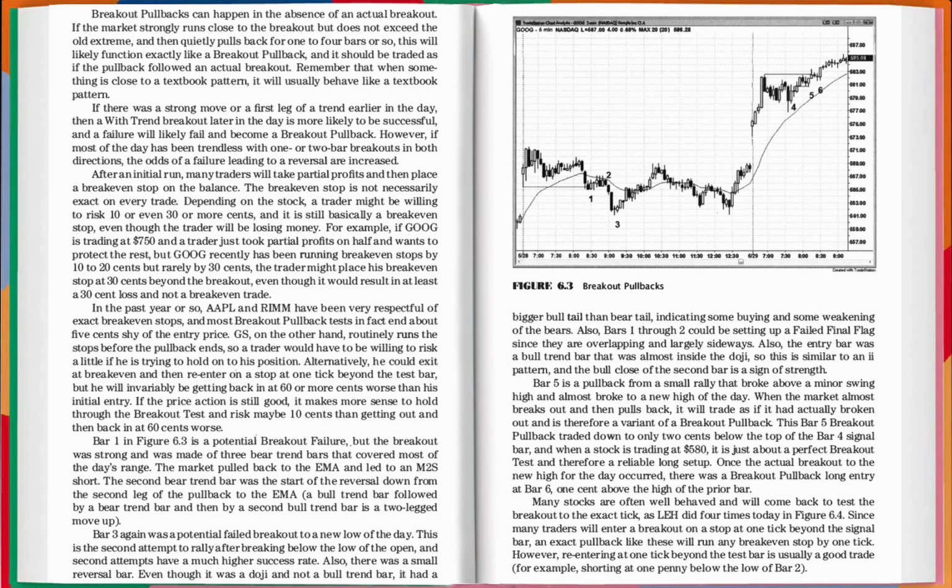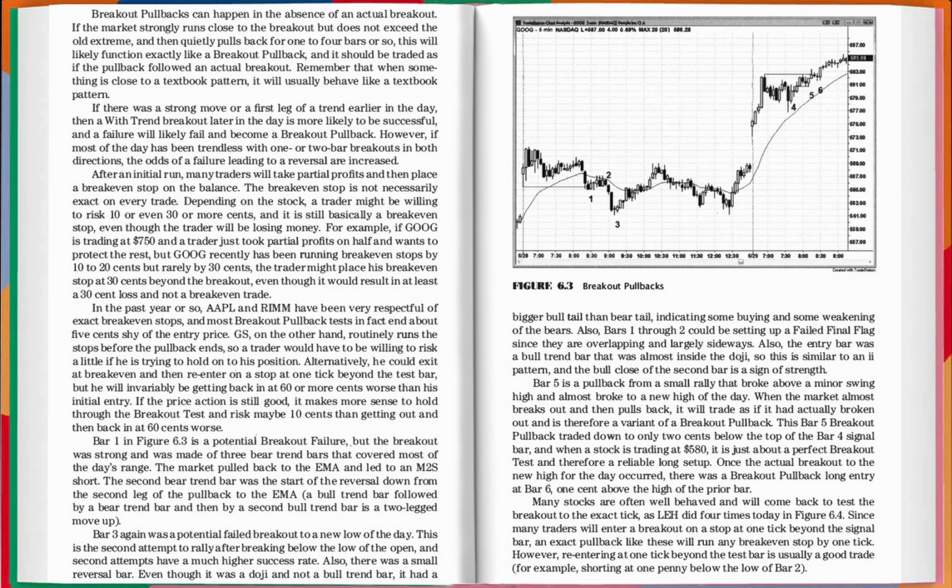This bar 5 breakout pullback traded down to only 2 cents below the top of the bar 4 signal bar. And when a stock is trading at $580, it is just about a perfect breakout test and therefore a reliable long setup. Once the actual breakout to the new high for the day occurred, there was a breakout pullback long entry at bar 6, 1 cent above the high of the prior bar.